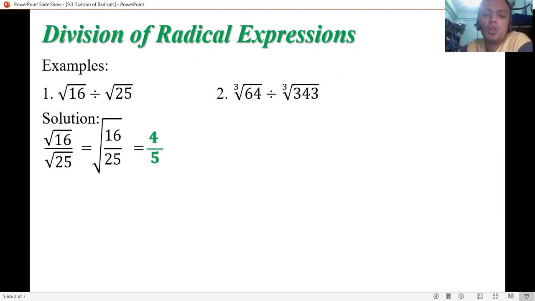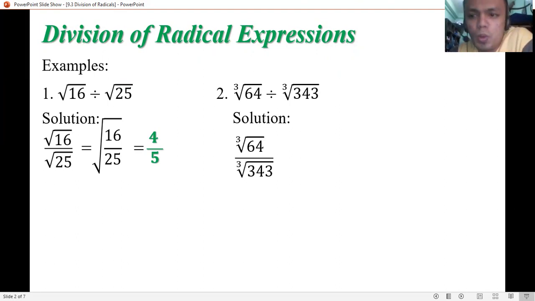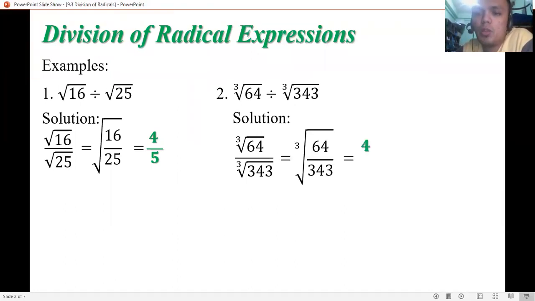Next, cube root of 64 divided by the cube root of 343. Again, 64 is a perfect cube. By what? By 4, because 4 times 4 is 16, times 4 is 64. What about 343? 343 is a perfect cube also. By what? By 7, because 7 times 7 is 49, times 7 is 343. So we have 4 over 7.